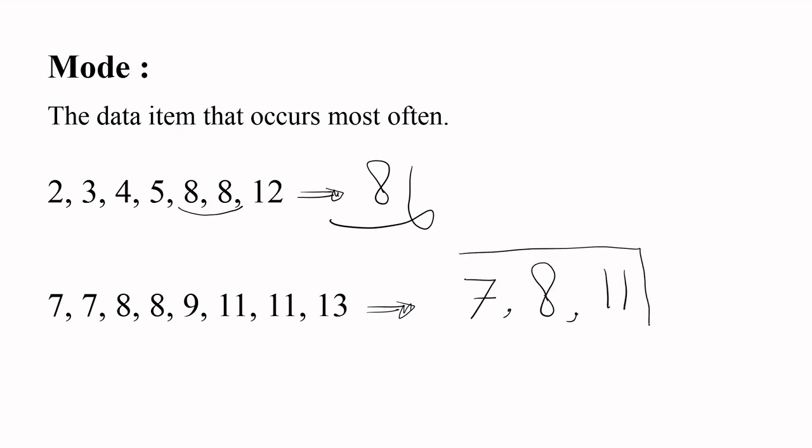Okay, consider the scenario that all the numbers are repeated exactly 2 times. It means we have two 7s, two 8s, two 9s, two 11s, and two 13s. What would the mode be in that scenario? In that scenario, we are not going to have any mode because there is no number which is repeated more than the other numbers. But here, 3 numbers are repeated more than the other numbers. So we have multiple modes.